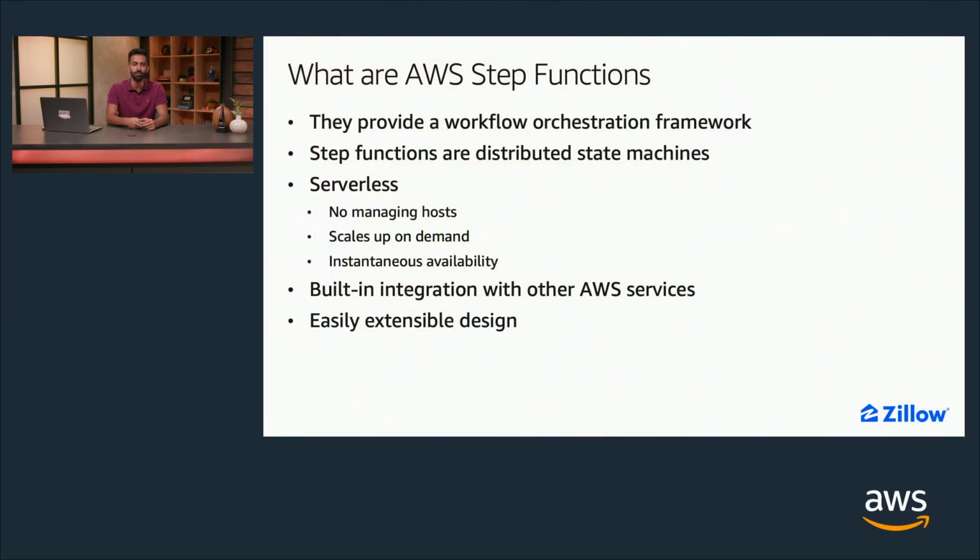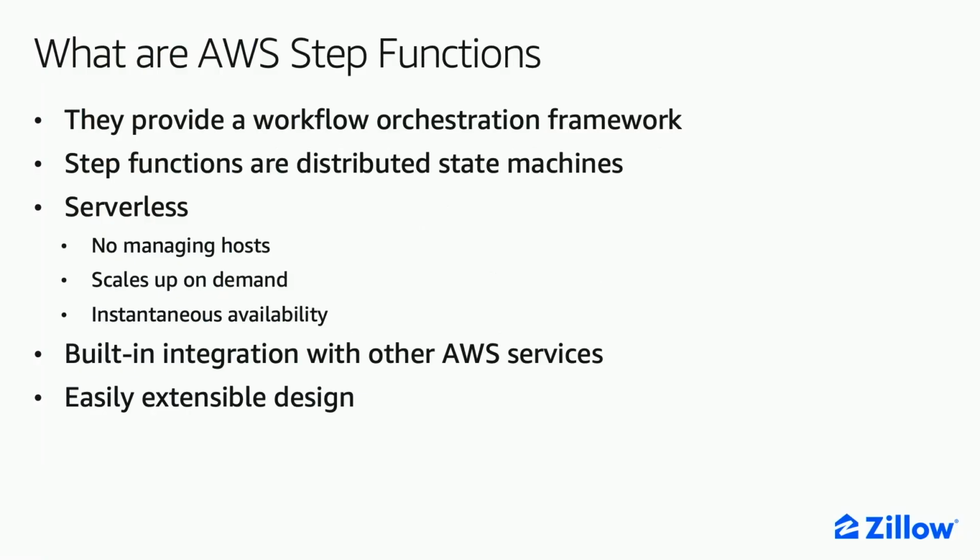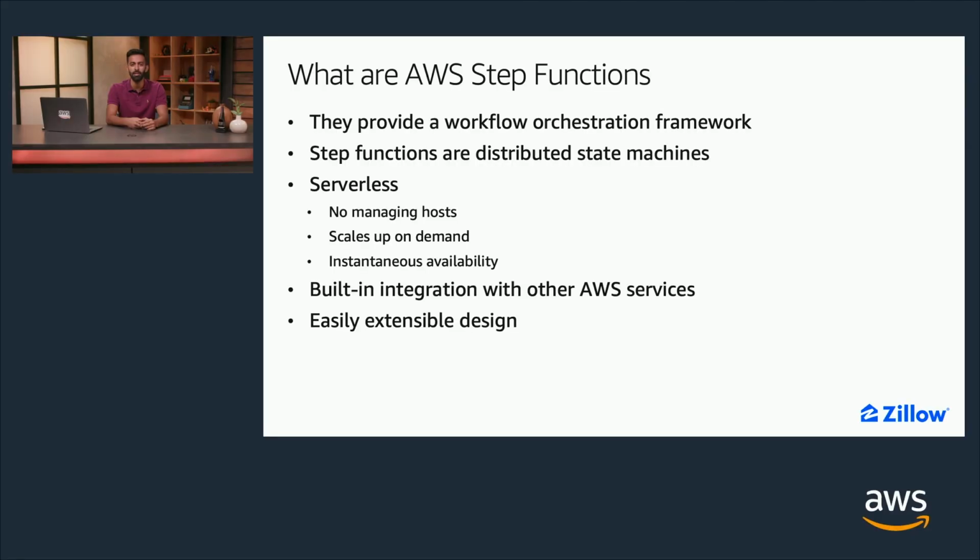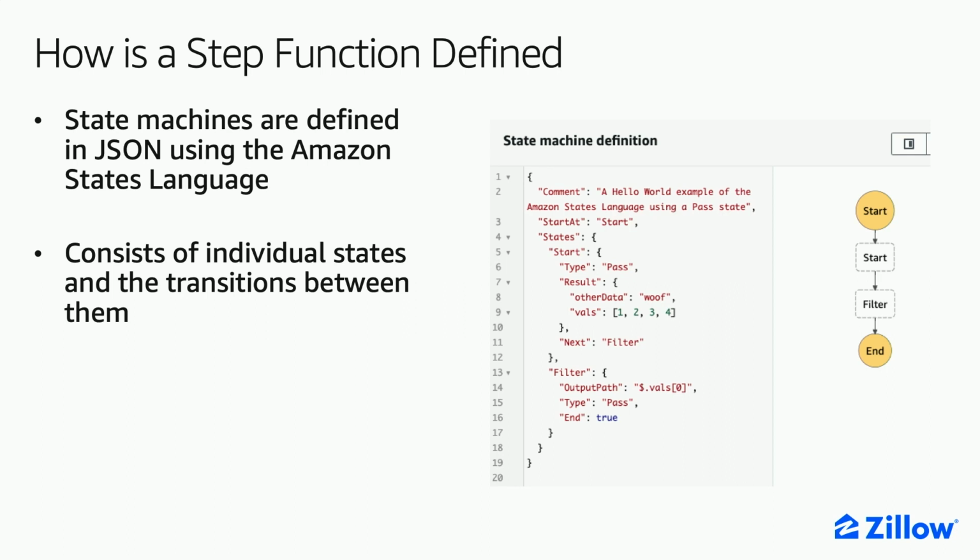So what are step functions? Step functions are a workflow orchestration framework powered by AWS that allows you to easily coordinate multiple AWS services into serverless workflows. So they're instantaneously available when you need them, completely serverless, they integrate well with other AWS services, and they're easy to extend and modify. They also allow for built-in retry logic and give you a very nice dashboard to monitor the status of any given execution. So how are step functions defined?